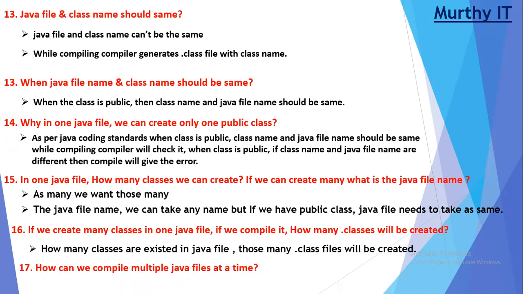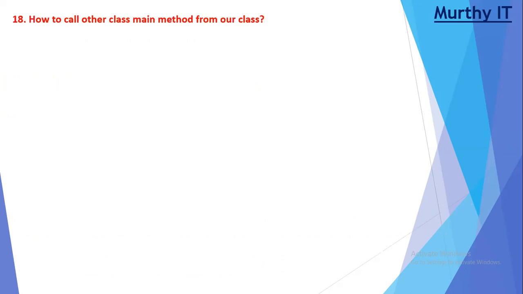How can we compile multiple Java files at a time? Generally, if you want to compile one Java file, javac filename dot java. If you want to compile many Java files, use the javac space star dot java command. By using the javac star dot java command, we can do it.